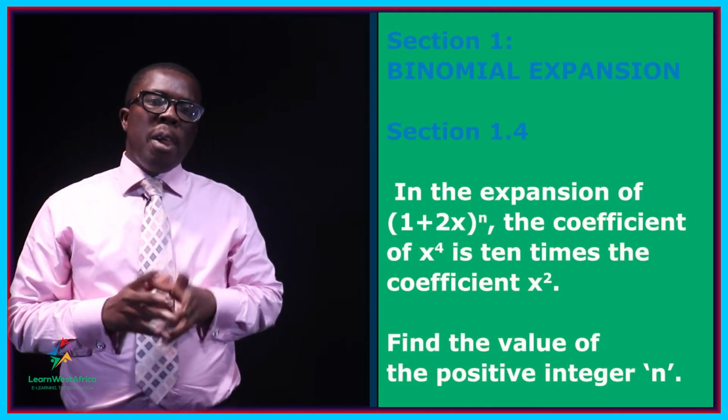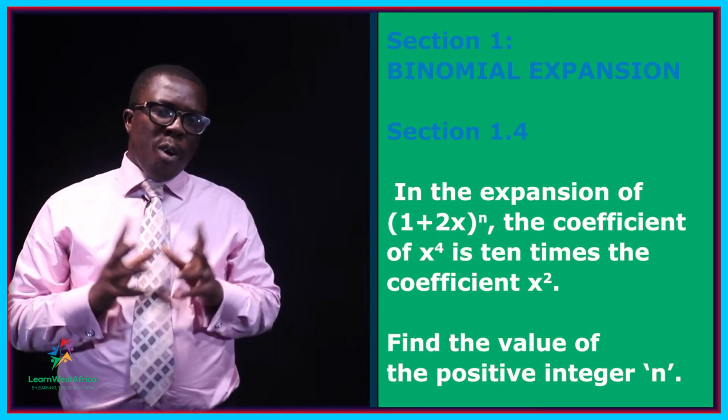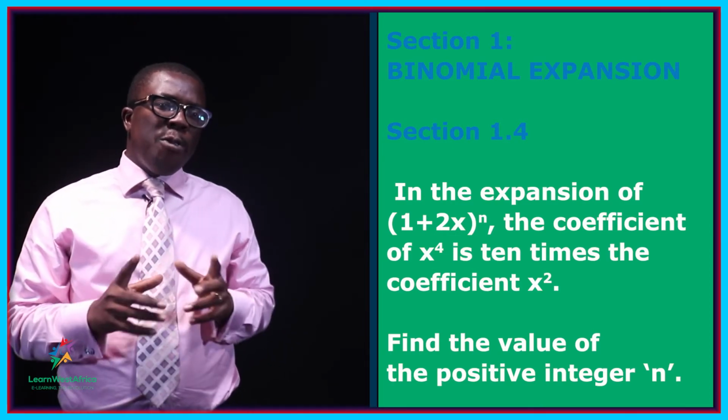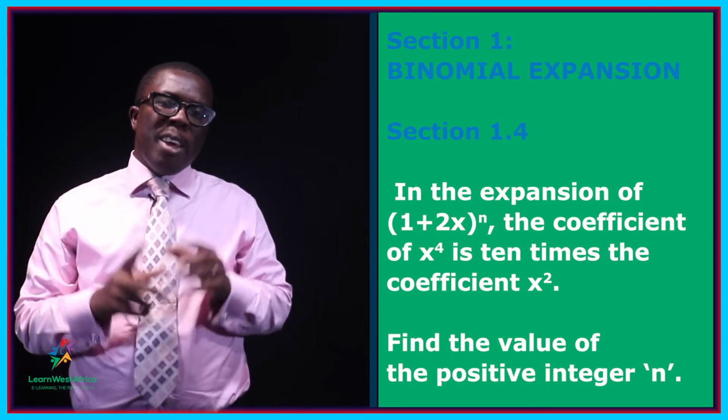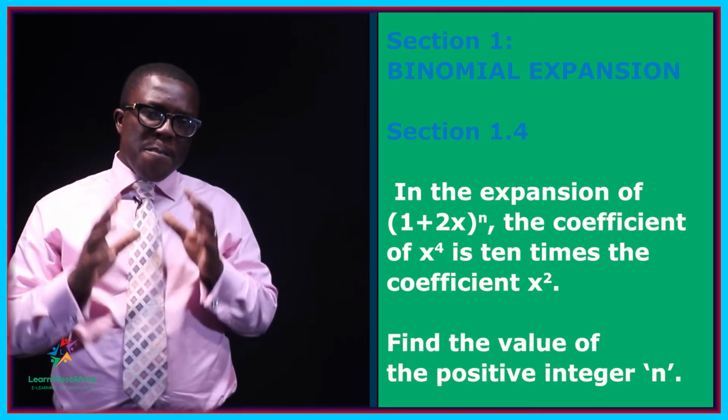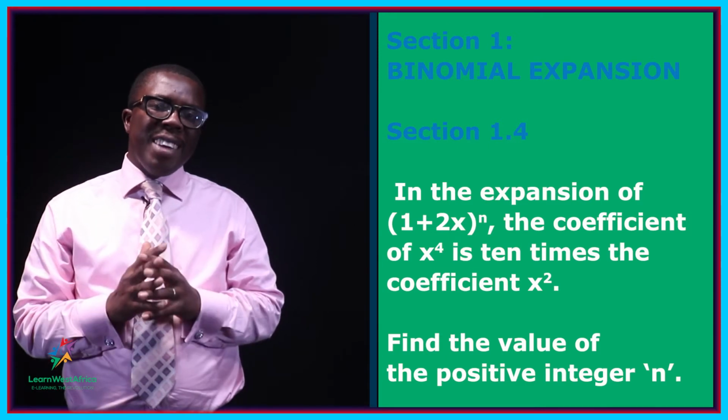Look at this example. In the expansion of (1 + 2x)^n, the coefficient of x to the power 4 is 10 times the coefficient of x squared. Find the value of the positive integer n. Let's see how we resolve that.